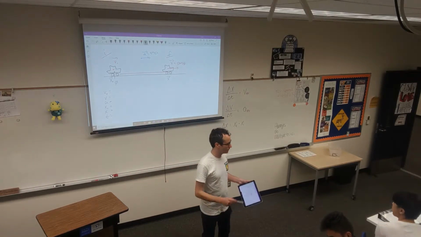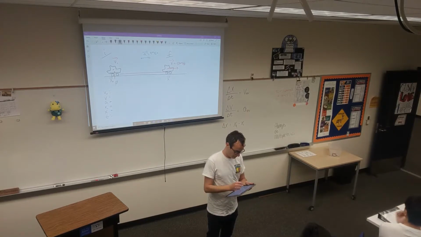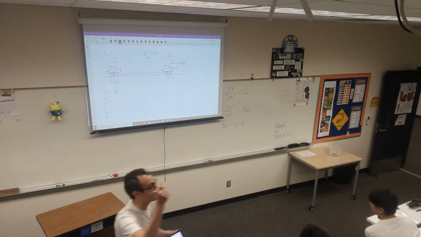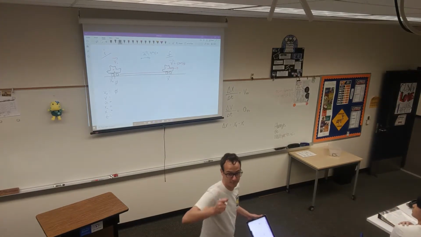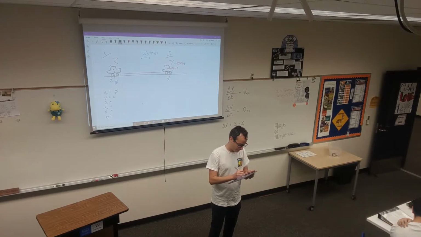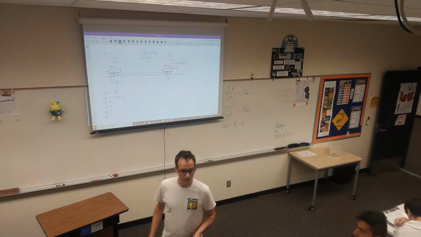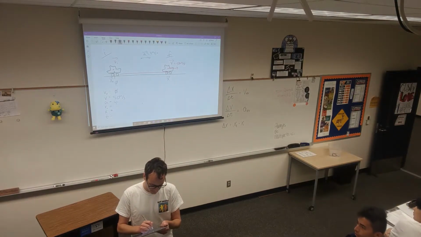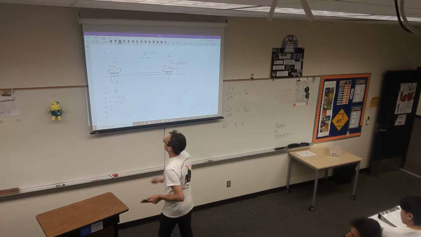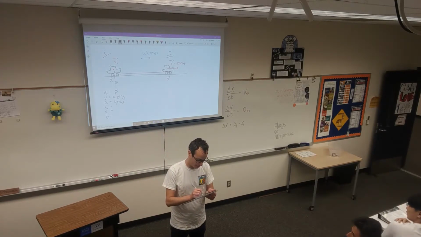What do I know? My initial velocity is what? 0. That's something you're going to have to do: if it says starts at rest, that must mean the initial velocity is 0, right? What else do I know? Final velocity is 50 meters per second. Acceleration is 4 meters per second squared. And I also know my initial position because I put my origin there, it's 0.